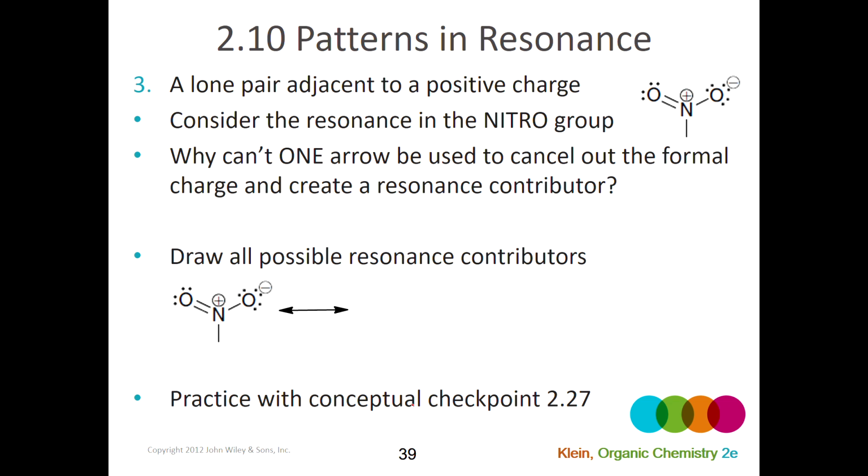We can look at the same type of movement in a nitro group. Here I've got a lone pair adjacent to a positive charge, so I can imagine shifting this lone pair in here. Does anyone see a problem with that? Yeah, I've got a problem. So what's the problem with that?